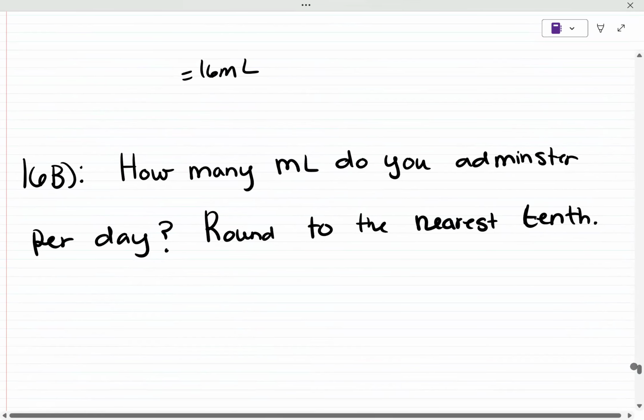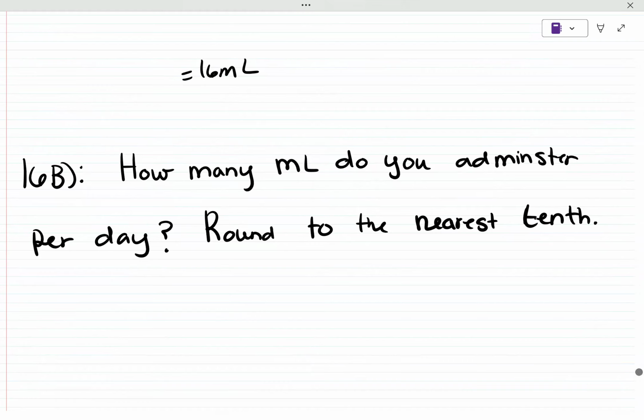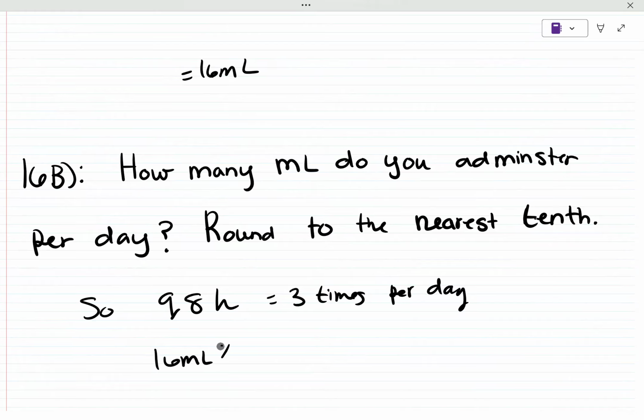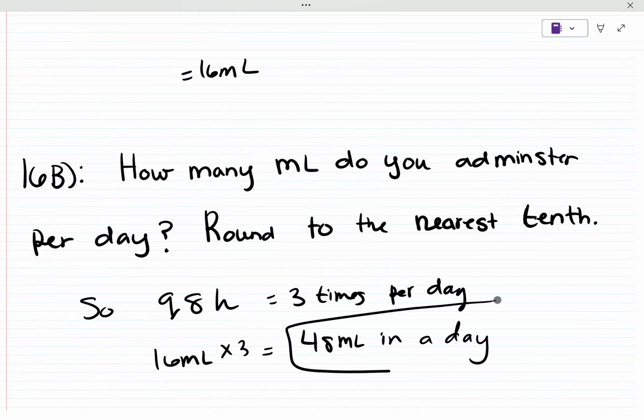16B says, how many milliliters do you administer per day, rounded to the nearest tenth? You need to know that Q8H means 3 times per day. So 16 milliliters times 3 is 48 milliliters a day. Okay, we can stop here.